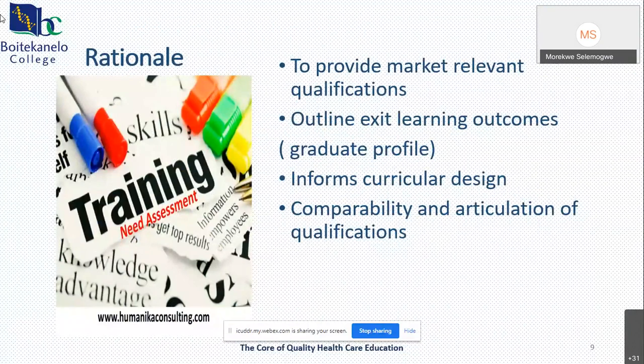And then important, as Moses has outlined, is to outline exit learning outcomes, which for us we call a graduate profile. For somebody with a postgraduate diploma in addiction, what is it that they're able to do? What is it that they can demonstrate in terms of knowledge? And so those are the things that were informed by the training needs assessment. It also informed curricular design.